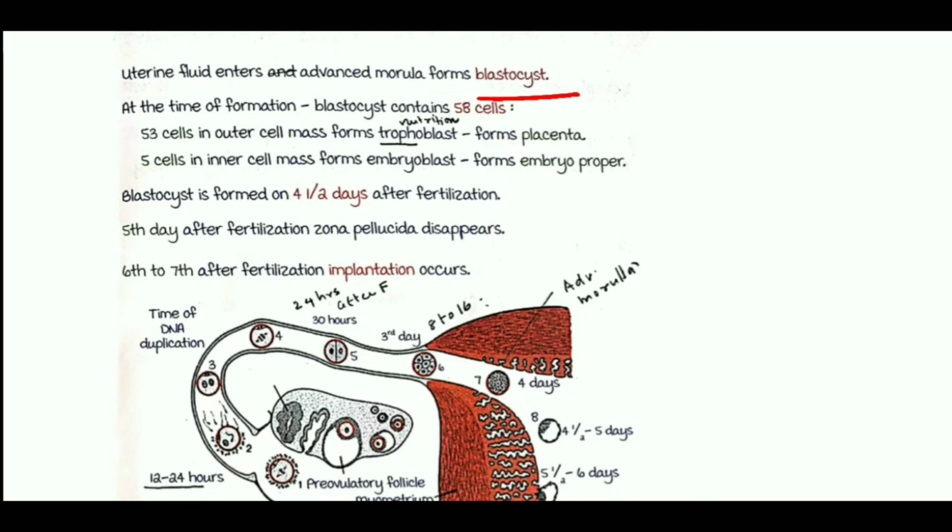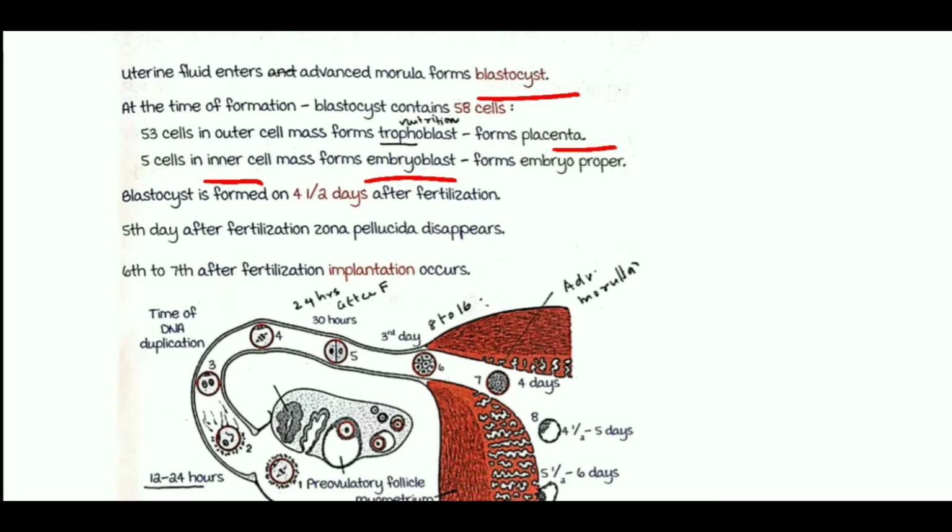So 53 cells will be in the outer cell mass, which forms the trophoblast. Tropho means nutrition, so the trophoblast will form the future placenta. And the 5 cells out of these 58 cells will be in the inner cell mass, which forms the embryoblast, and this embryoblast will form the future embryo proper.